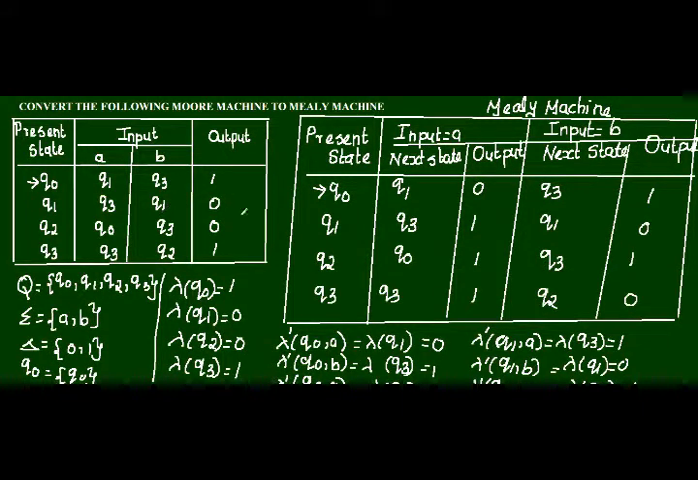So now we converted this Moore machine to Mealy machine. So in Moore machine, output depends on present state, whereas in Mealy machine, output depends on present state as well as present input.